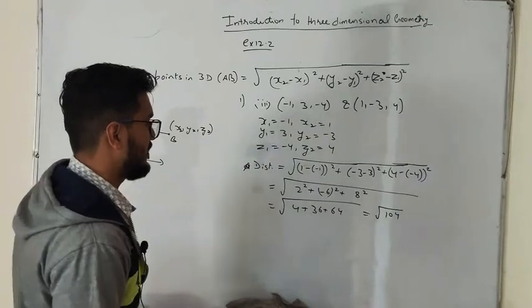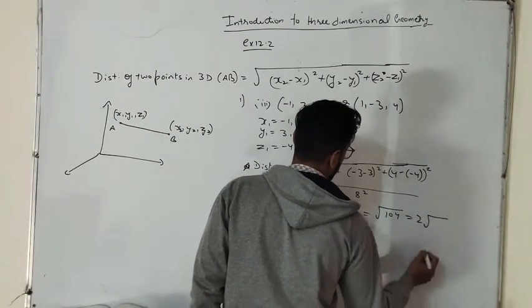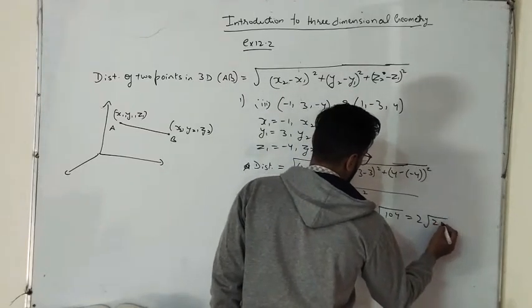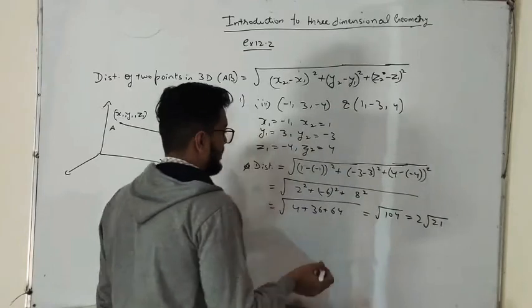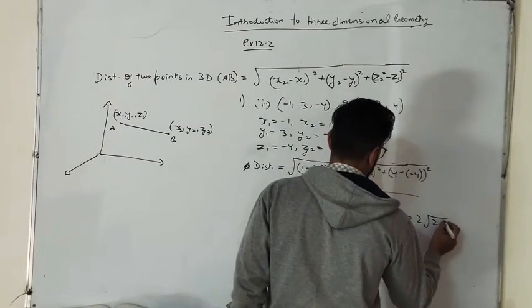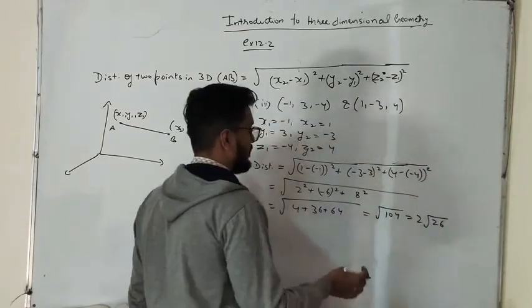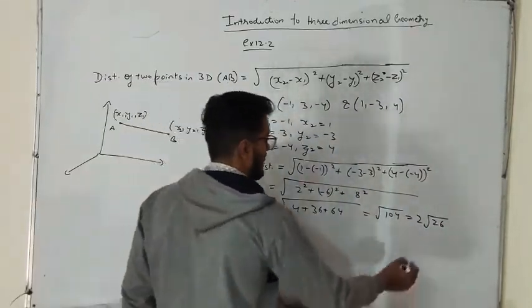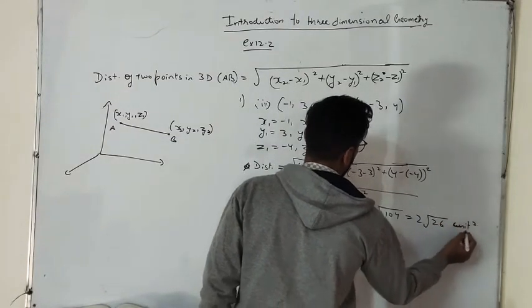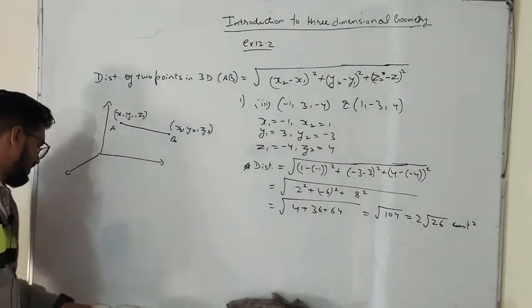So we can take 2 common: 2 times the square root of 26. So the distance is 2 root 26 units. In this way you can determine the distance.